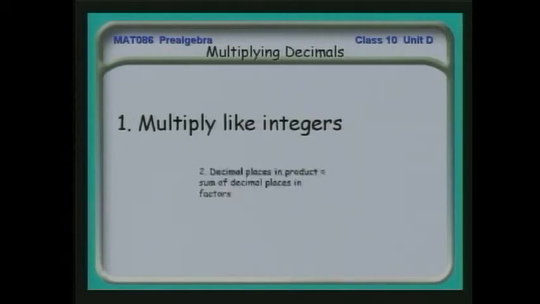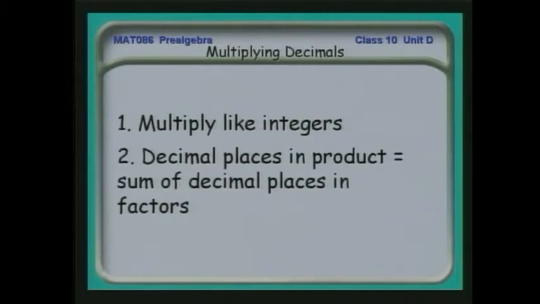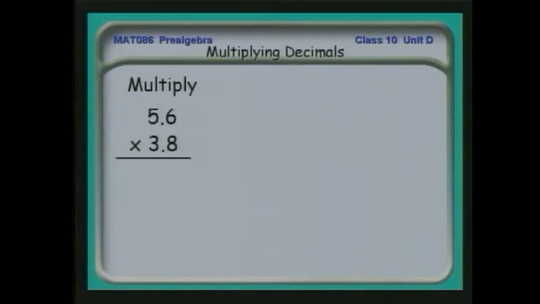And when we multiply decimals, we change the pattern a little bit, and we multiply decimals like we do integers, but now we need to count up the number of decimal places, and the decimal places in the product when we're done is the sum of the decimal places in the factors. Let's remember and take a look at that. Suppose we multiply 5.6 by 3.8.